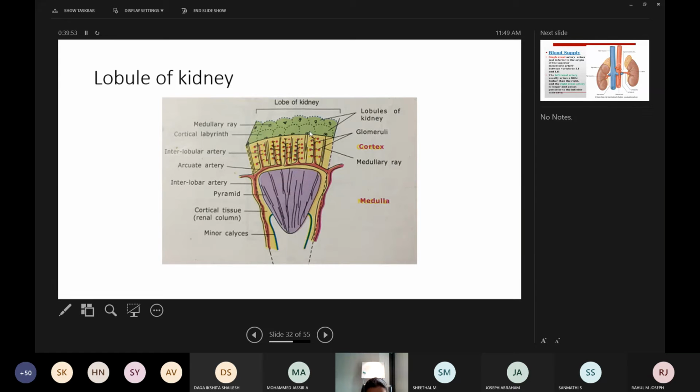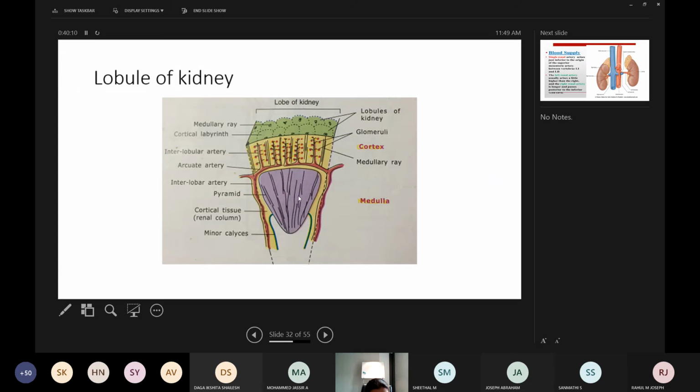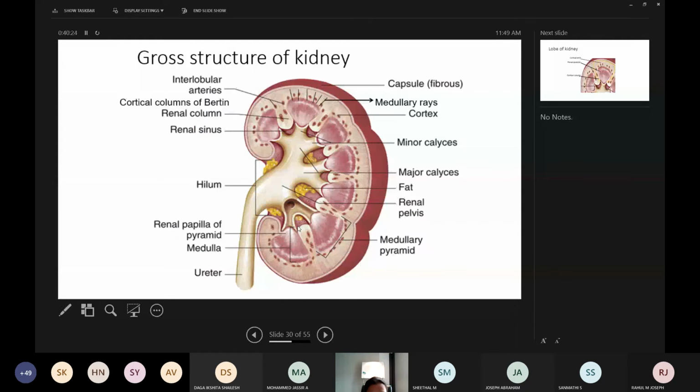In the center of the lobule, we have one medullary ray which collects the collecting ducts of numerous nephrons. Numerous nephrons, the collecting ducts, the DCT, they will open into that medullary ray. This medullary ray will pass into the renal pyramid, then it will open into the minor calyx, at the apex of the pyramid. This is how the secretion of the urine occurs into the renal pelvis.